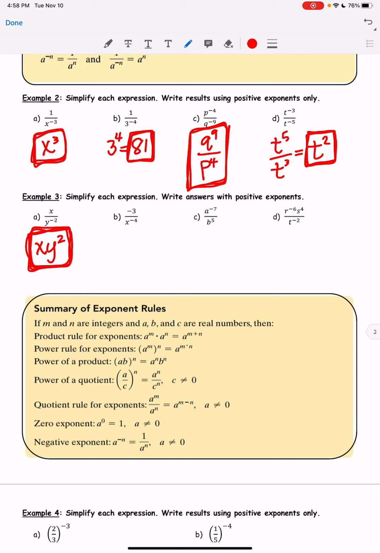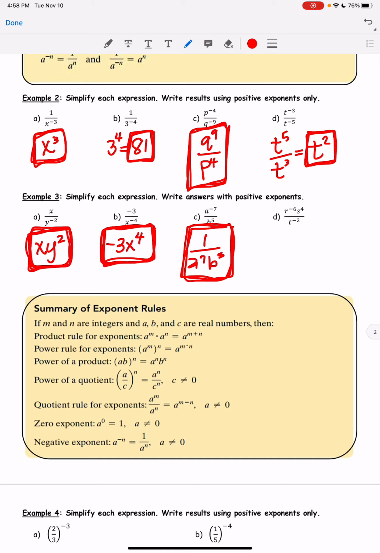Same thing on B. I don't care about negative coefficients. So that 3 is staying on the top. But that x to the negative 4 needs to come up to the top. So I've got negative 3x to the 4th. Okay, again, we can have negative numbers, just not negative exponents. On C, we're moving the A down to the bottom since it's negative. But my B is good. It's already positive. So this becomes 1 over A to the 7th, B to the 5th.